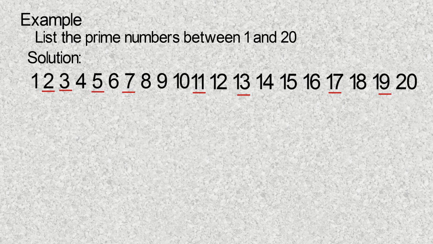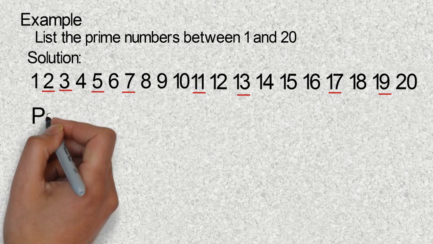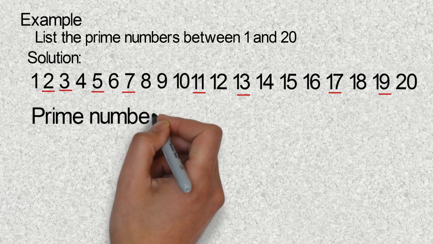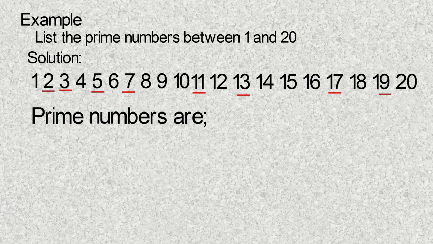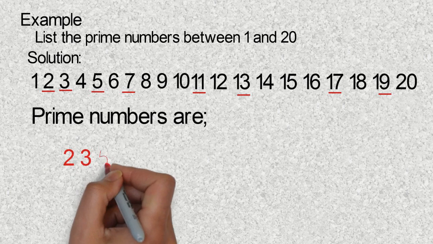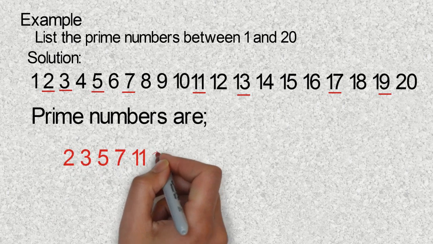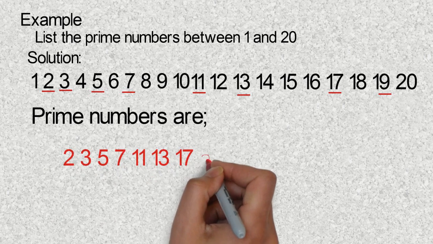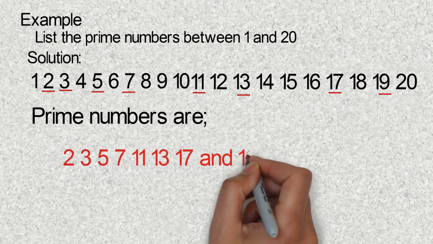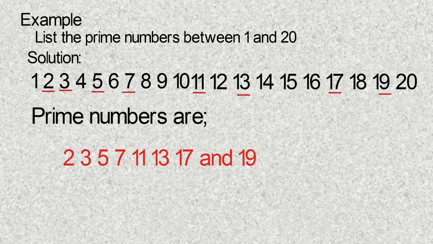So what are our prime numbers here? We have already underlined them, so let's list them out. Our prime numbers are 2, 3, 5, 7, 11, 13, 17, and 19. So those are our prime numbers between 1 and 20.